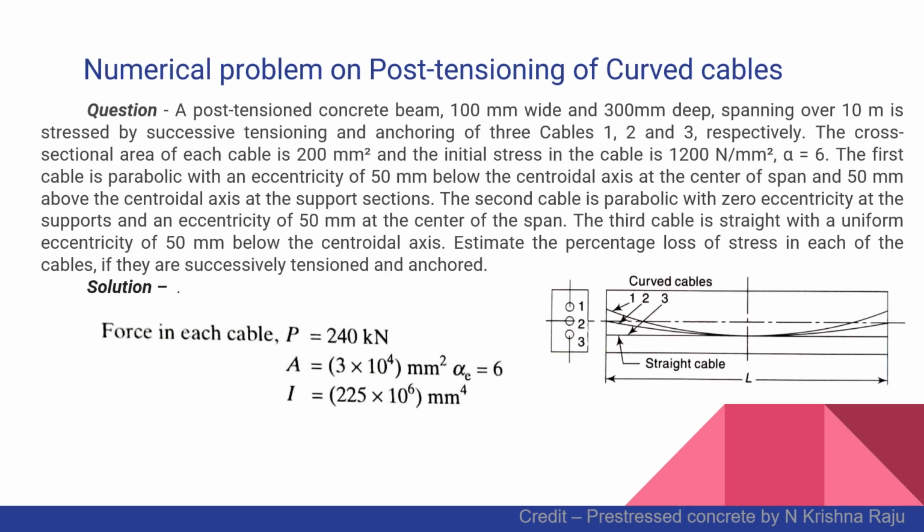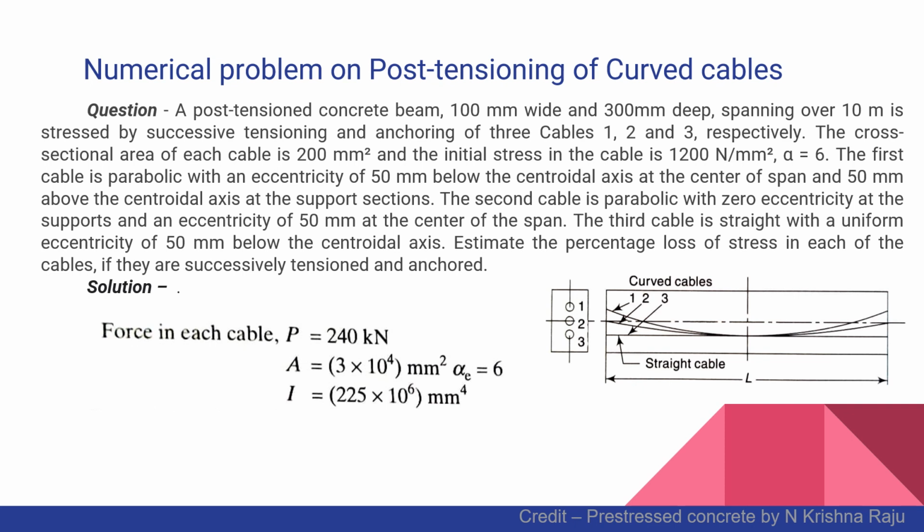Now let's see how to solve numerical problem on post-tensioning of curved cables. A post-tension concrete beam 100 mm wide and 300 mm deep spanning over 10 meter is stressed by successive tensioning and anchoring of three cables 1, 2 and 3 respectively. The cross-sectional area of each cable is 200 mm square and initial stress in cable is 1200 Newton per mm square. Modular ratio equal to 6.